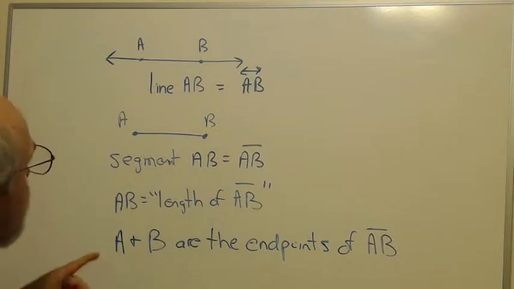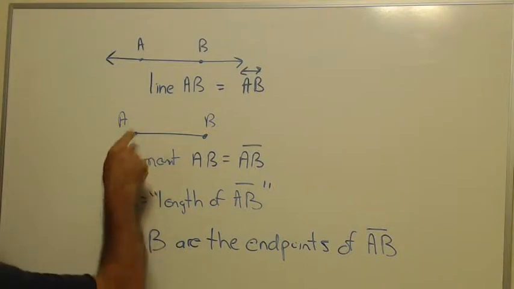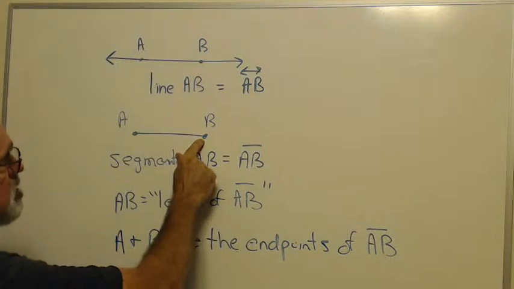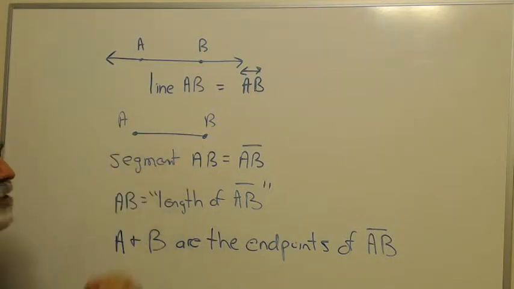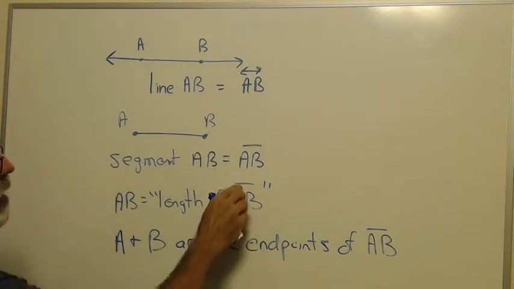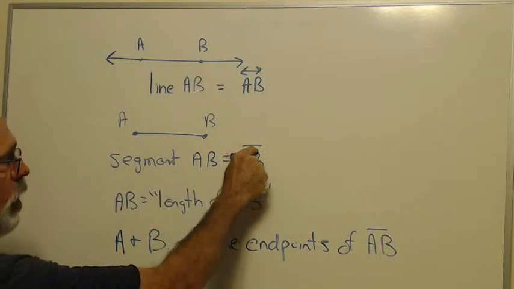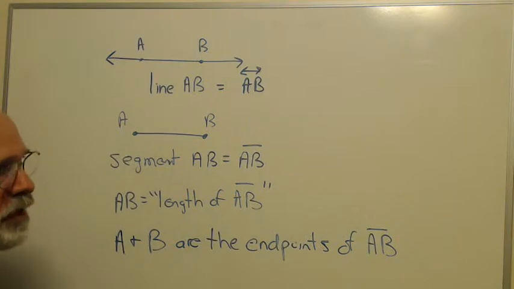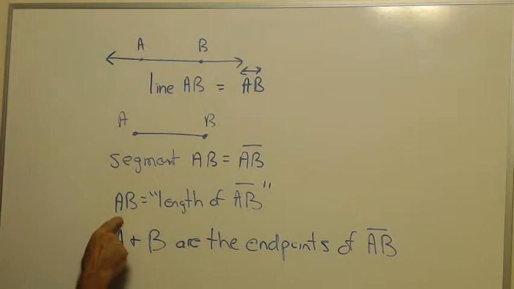Then we looked at segment AB. Segment AB was the part of line AB that starts at A and ends at B, or we could say starts at B and ends at A, and contains all points in between. Our symbol for segment AB is the letters A and B with just a bar above it with no arrowheads. And again, segment BA is the same as segment AB, so you can reverse the letters and that would be just fine. We said that if we write the letters A and B, or BA, it doesn't matter, with no symbol above it, it means the length of segment AB.